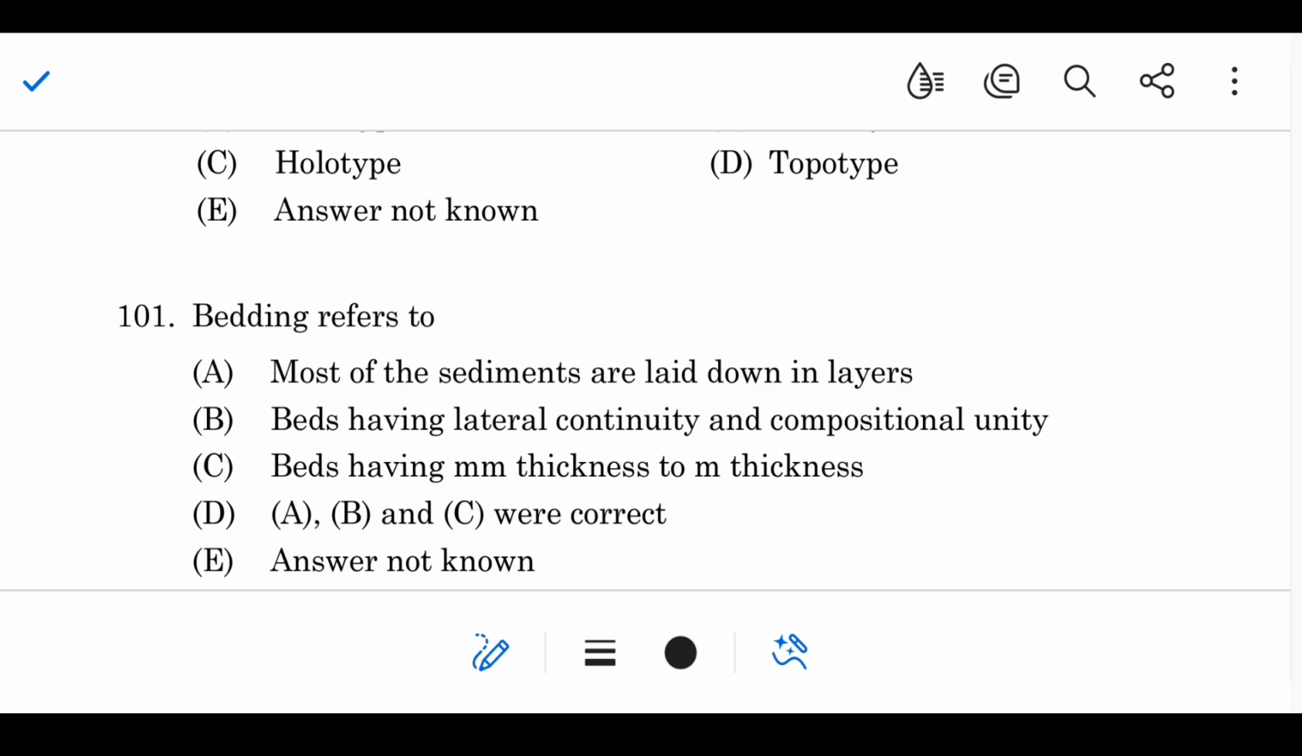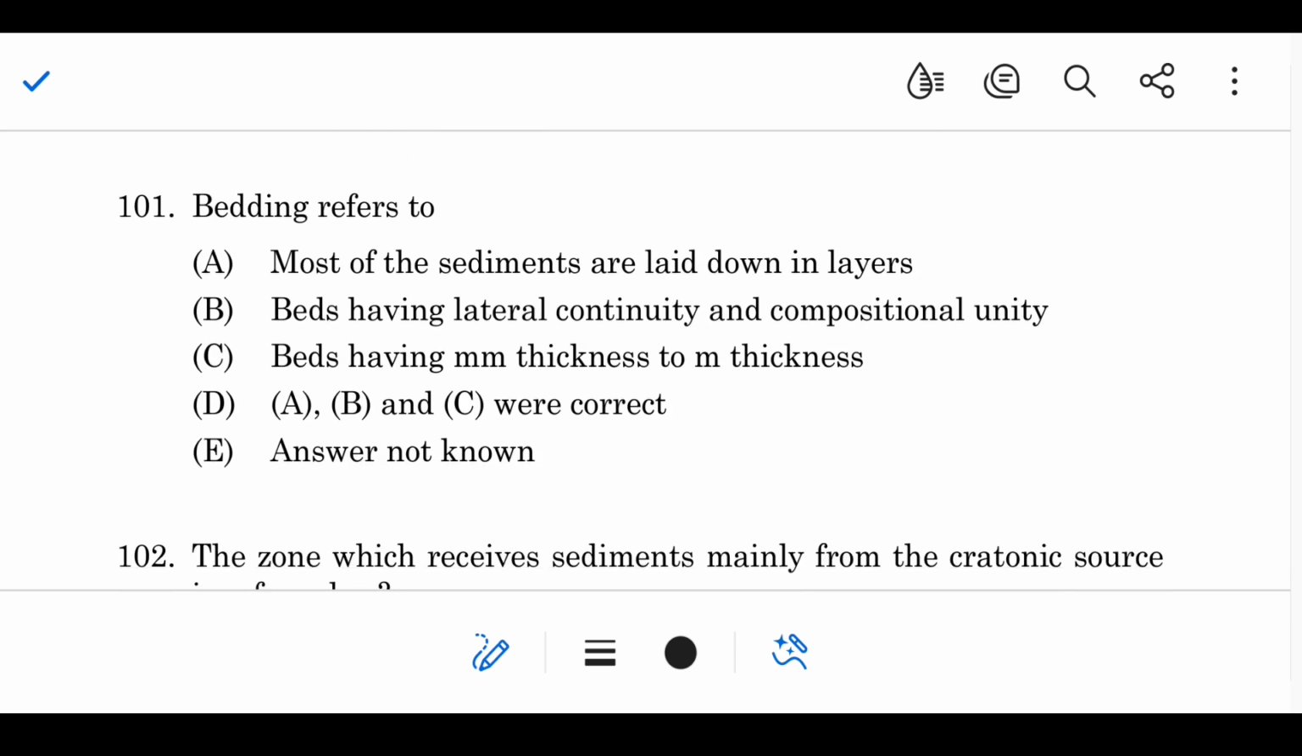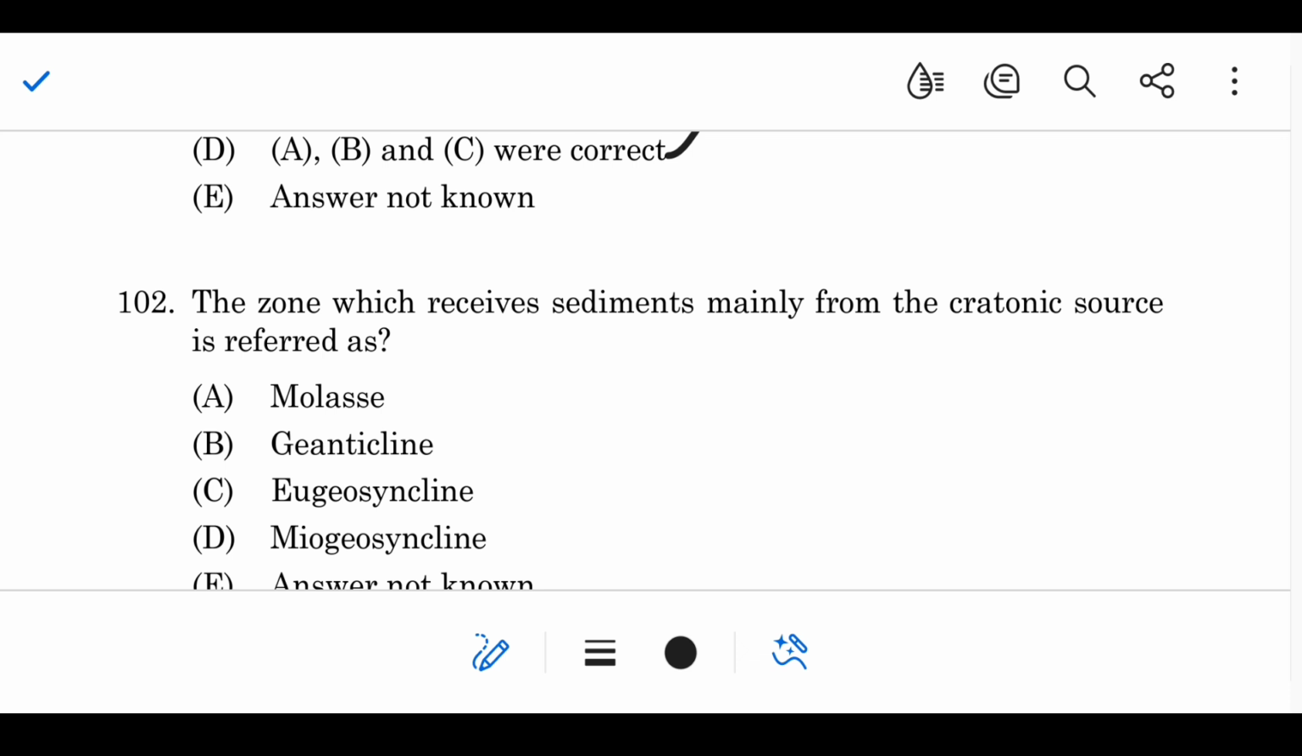Bedding refers to most of the sediment being laid down in layers. Yeah, correct. Bed having lateral continuity and compositional unity. Yes, correct. Bed having millimeter thickness to meter thickness. Yeah, okay. Both A, B, C, D are correct. A, B, C are correct.